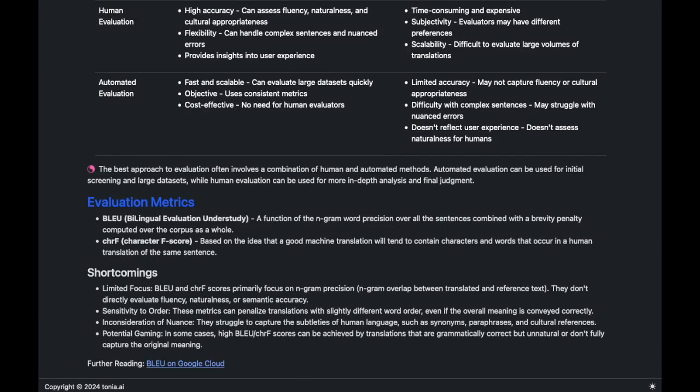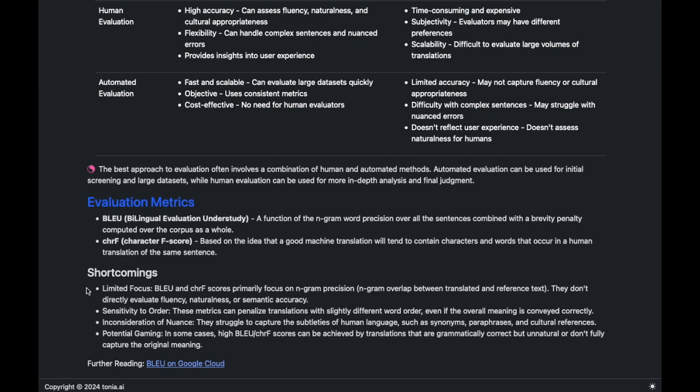Of course, these evaluation metrics are used in automated evaluation, and the shortcomings of the metrics include a limited focus. These scores primarily focus on n-gram precision, or the n-gram overlap between translated and reference text, so they don't directly evaluate fluency, naturalness, or even semantic accuracy. They're also sensitive to order, so the metrics can penalize translations that have a slightly different word order, even if the overall meaning is correctly conveyed.